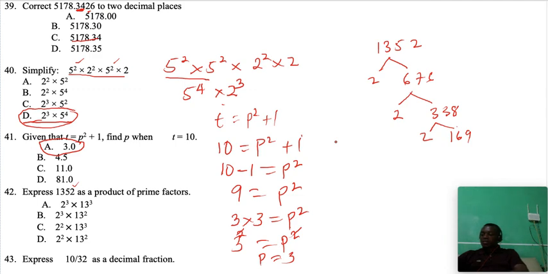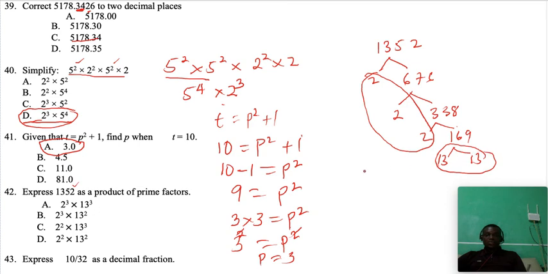169, 13 goes into 169, you get 13 because 13 squared is 169. So it's 13 times 13. So you cannot express this any further. So how many twos? There are 3. How many 13s? There are 2. So 2 cubed times 13 squared will be our answer.